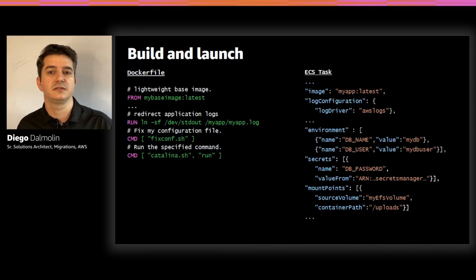On my right side is just an example of a deployment configuration on ECS, where I can define the log driver that is going to send logs to Amazon CloudWatch Logs, and the environment variables that set my DB name, my database username, and also that my password is stored in a secure way using AWS Secrets Manager. I'm also telling in the last line how my container should mount my upload path into my EFS volume.